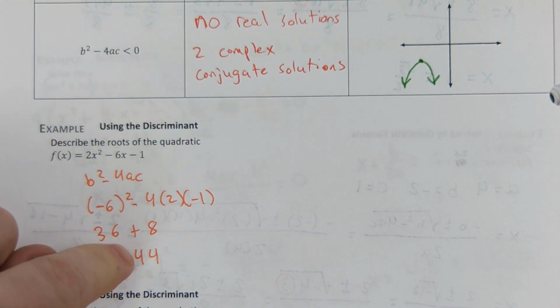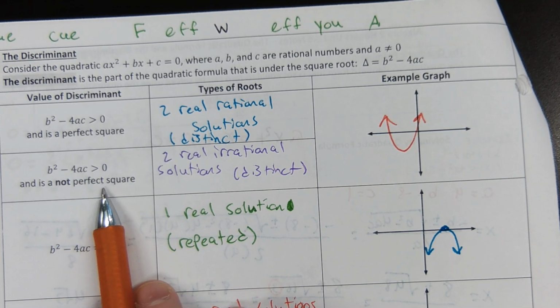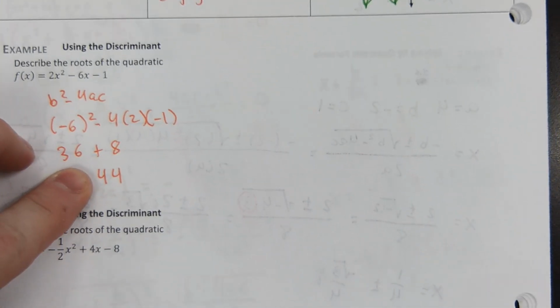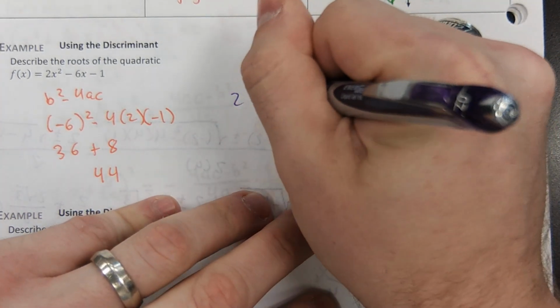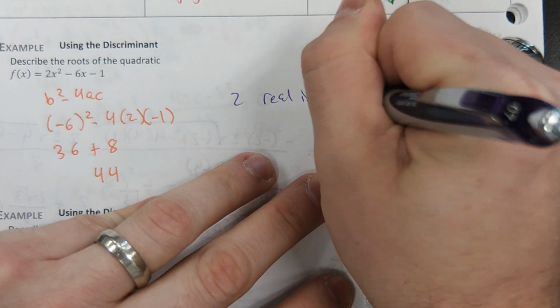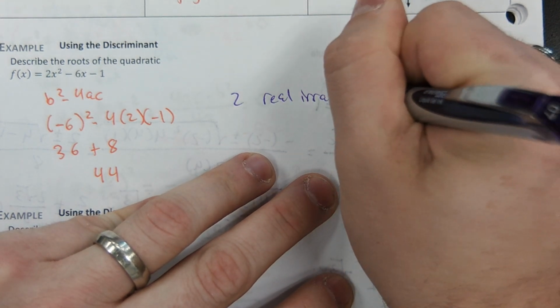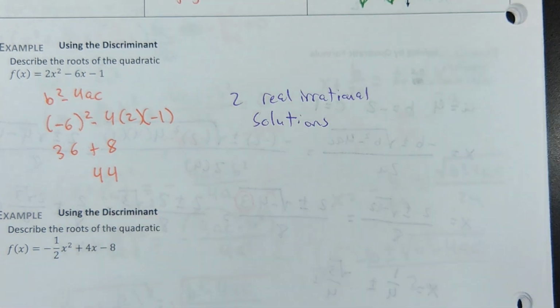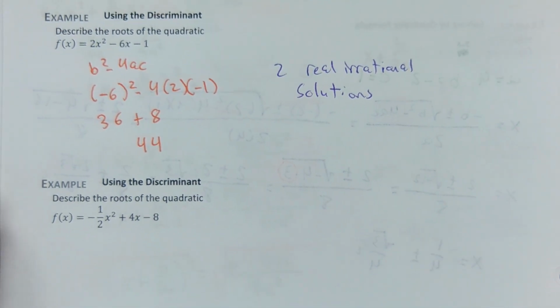Is this a perfect square? No, it is not. So I have two real irrational solutions. And remember, that means they're distinct. That means they're different numbers. What are they? Who cares?